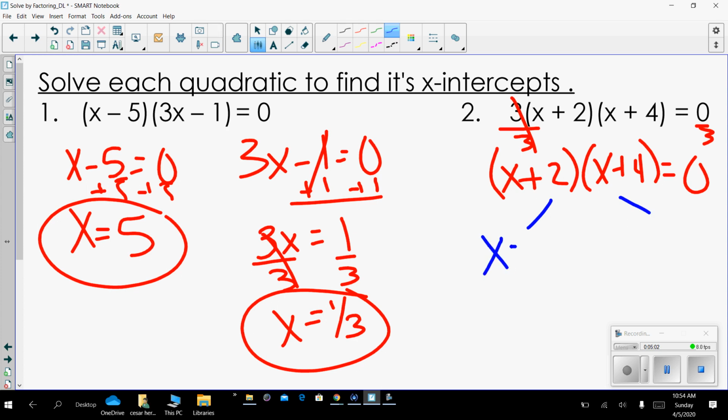this is going to be -2, and this one is going to be -4. So I don't know if you've noticed, but once you set it up in factored form, the signs change because you're moving them. Okay? When I say moving them, you're moving them to the other side of the equal.